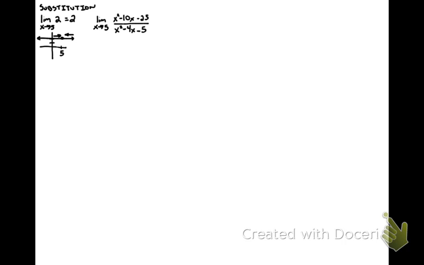Now if we were to substitute into here, in the numerator, we're going to get 25 minus 50 minus another 25, which is negative 50. And in the denominator, we get 25 minus 20 minus 5, which is 0. This doesn't really tell us anything. But these will factor.